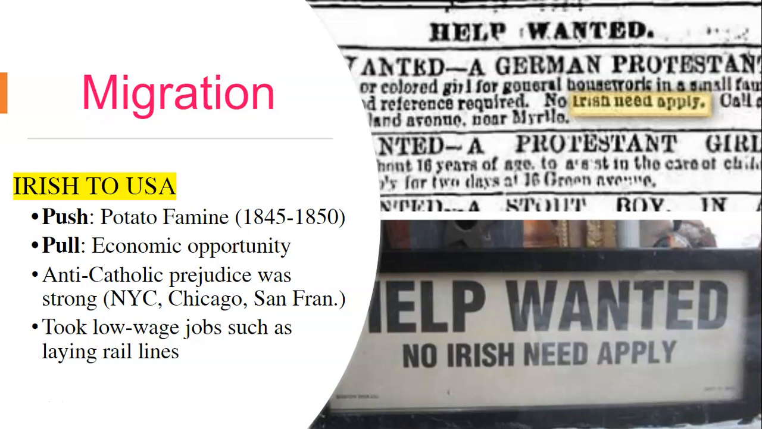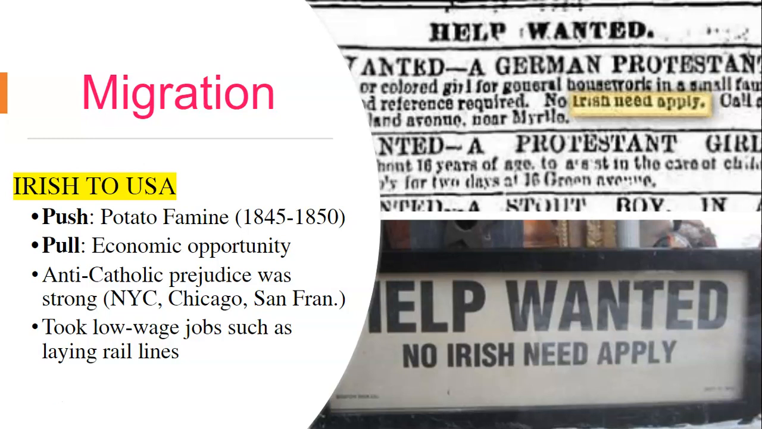So a lot of Irish, of course, were coming over to the United States. If I'm going to say, okay, what's the cause? The potato famine from 1845 to 1850. Please look this up if you're not familiar with it. Although from reading some of your writings, your SAQs over the midterm, I know that some of you in Miss Saunders' class are very well aware of the potato famine.